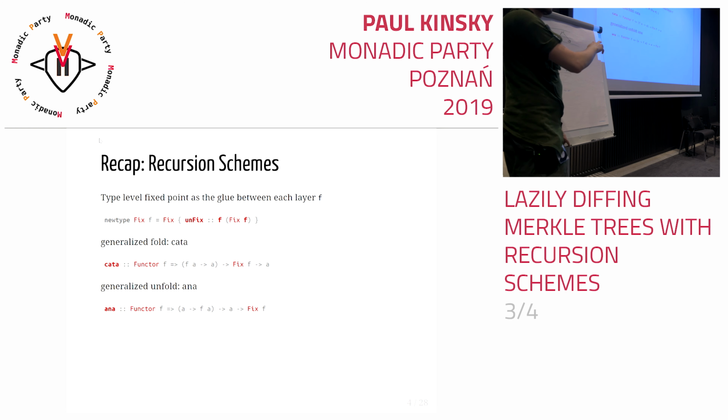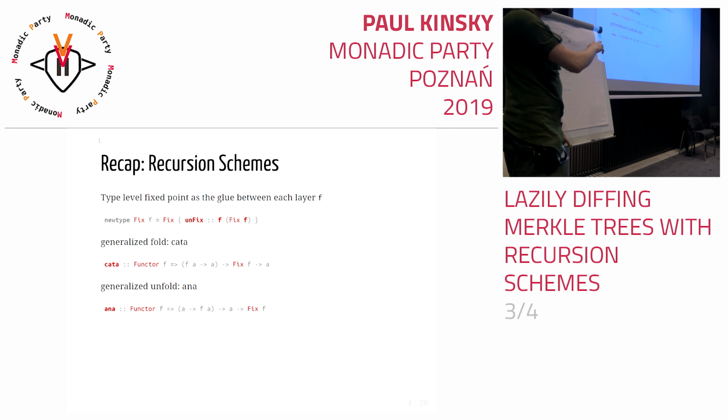Right. So first, one of the simplest functors: tuple. So if you have a tuple A, B, you have a functor that applies over the second part of the tuple. So you have a functor over a partially applied tuple. And you can build an infinite stream with this, right? So look at what that would look like.